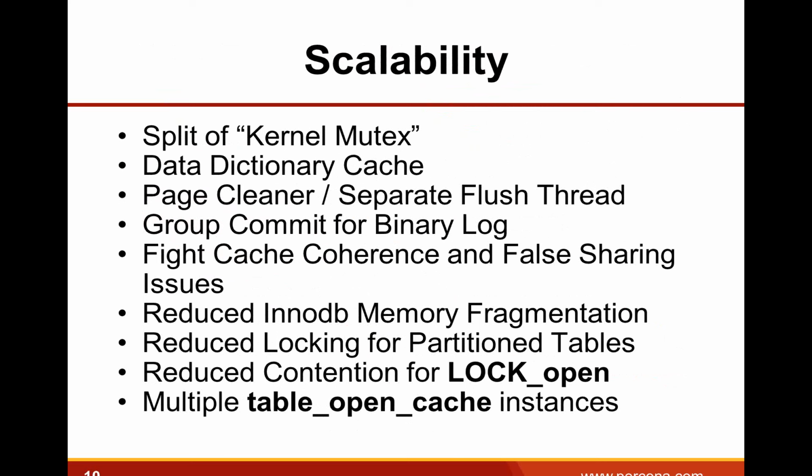Another benefit is that a lot of work has been done on fighting false cache coherence and false sharing. These are some of the common low-level CPU optimizations which can impact your performance dramatically when you're looking at a very large number of CPU cores. So that optimization was done, and I think that's one of the reasons you will see MySQL 5.6 showing dramatically better performance when you're looking at 64 cores or more.